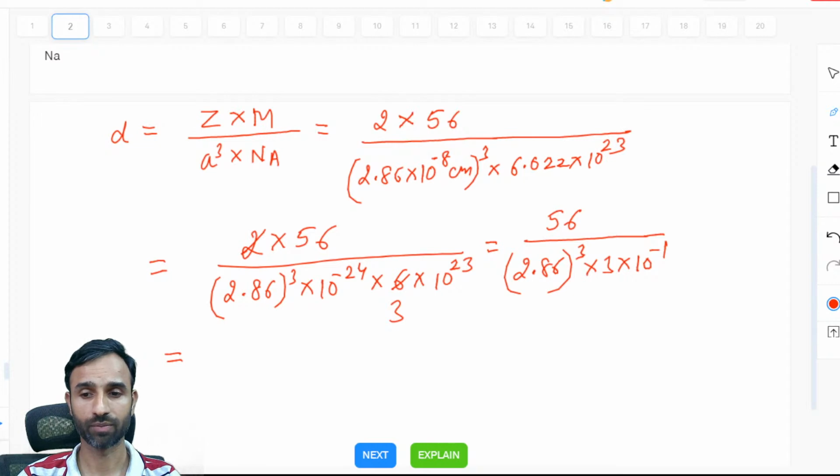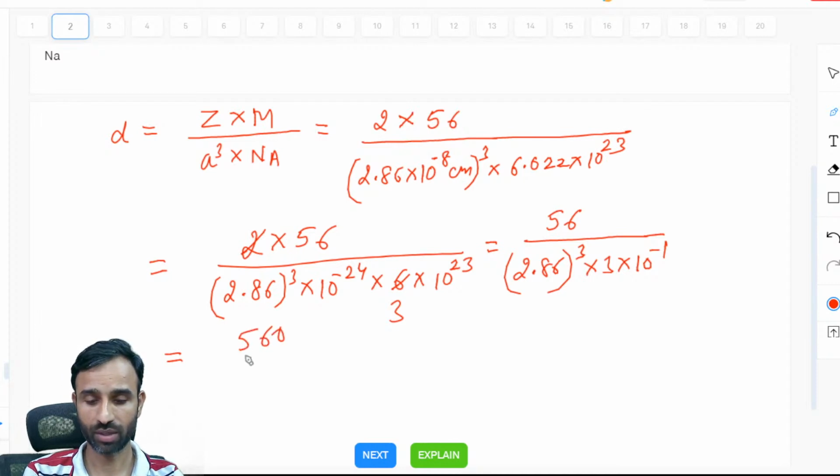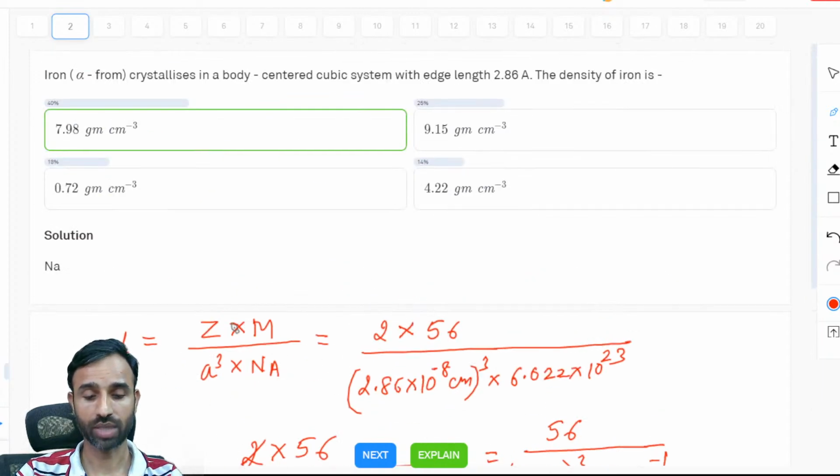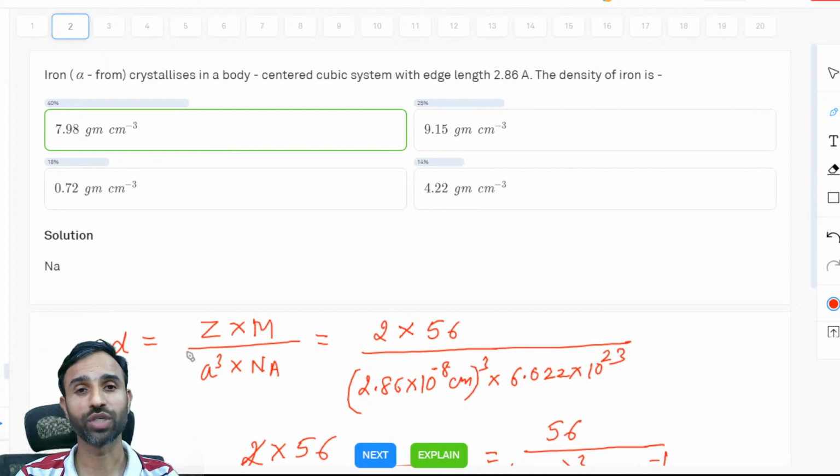2.86 है ना. यस हनु चौधरी, 2.86 into 2.86 into 2.86 multiplied by 3. तो बेटा ये हो जाएगा 560 और डिवाइडेड बाय 70 में 56 over 7, so almost 8 अराउंड आ जाएगा, है ना. तो इसका मतलब 7.98 is the right option.